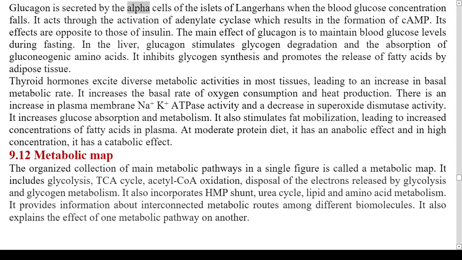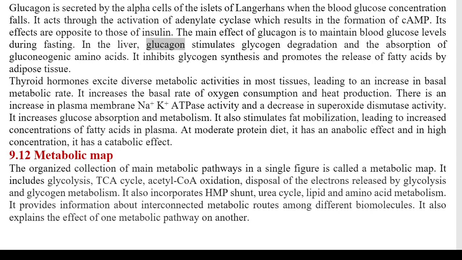Glucagon is secreted by the alpha cells of the islets of Langerhans when the blood glucose concentration falls. It acts through the activation of adenylate cyclase, which results in the formation of cAMP. Its effects are opposite to those of insulin. The main effect of glucagon is to maintain blood glucose levels during fasting.